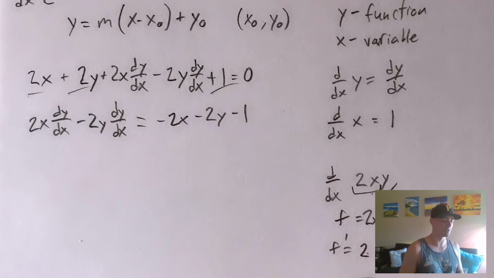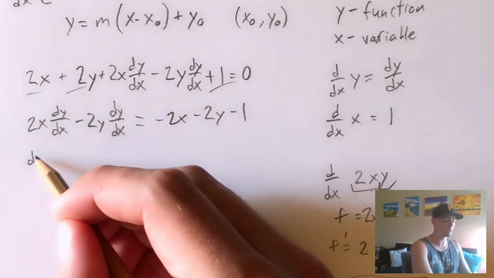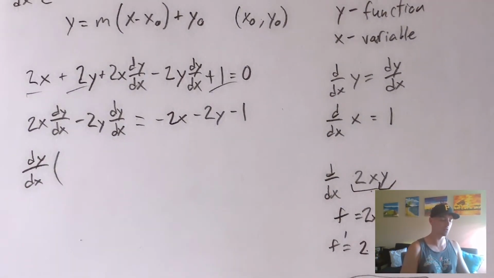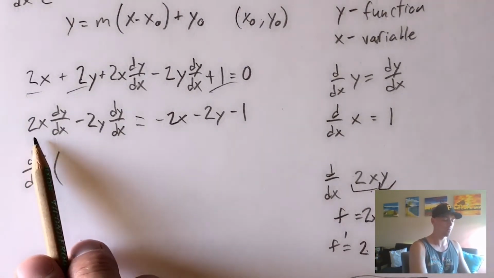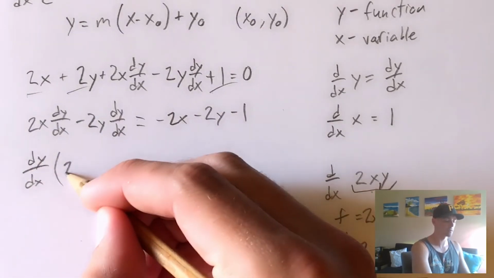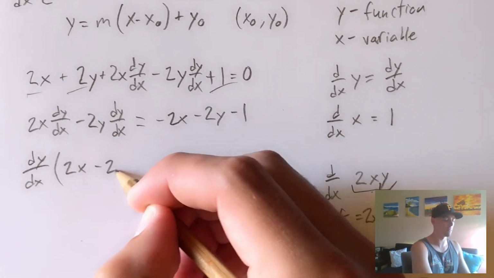But let's go ahead and continue on with this problem. So now that we have our dy dx terms on the same side, what we can actually do is factor out dy dx from that side of the equation. So now if you take a dy dx out of this term, you're just going to be left with 2x. And then if you take dy dx out of this term, you're just going to be left with minus 2y.